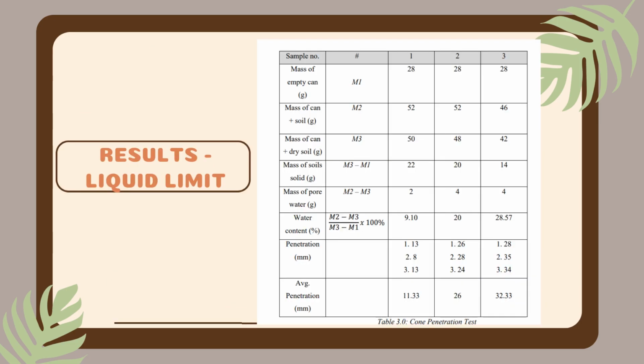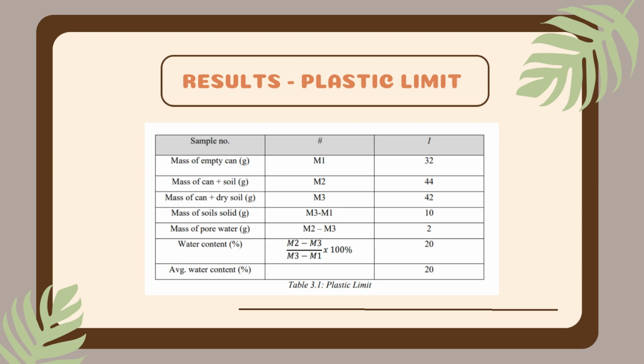This is the result of the liquid limit. You can get the M1, M2, and M3 from the experiment and the penetration. And then we calculate the average penetration by dividing by 3. This is the result for the plastic limit. Same as before, we can get the M1, M2, and M3 from the experiment, and we can get the others by calculation.